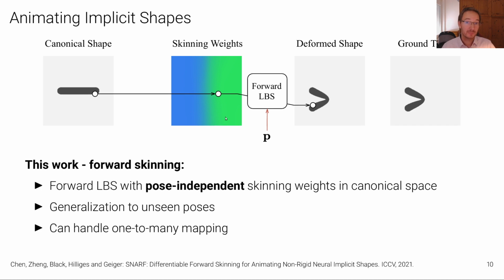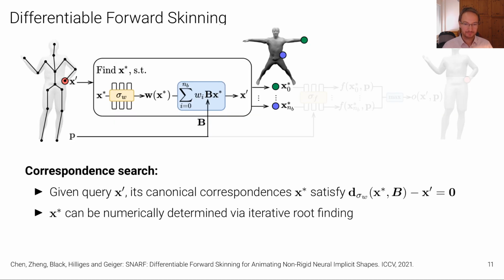The advantage of such a modeling paradigm is that if we can train this, we can then generalize to unseen poses very well, because the skinning weights are always correct. And we can also handle the one-to-many mapping, because if we can invert this function, then one point in deformed space could indeed be associated with multiple points in canonical space, because we are now looking at the inverse of this function. But how can we actually learn this?